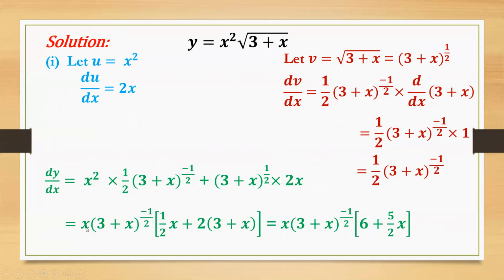Factorizing, I have taken x and 3 plus x power minus half outside. So inside the brackets, I will be left with half x plus 2 into 3 plus x. Simplifying the square brackets, I obtain x into 3 plus x to the power of minus half into 6 plus 5 over 2x. So this is for the first part, dy by dx.